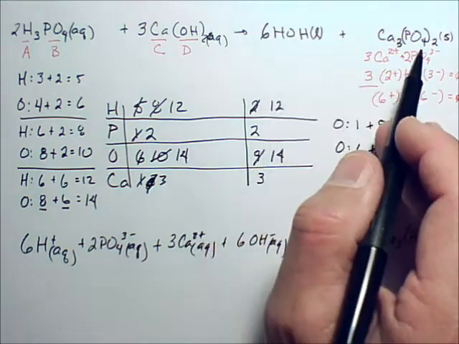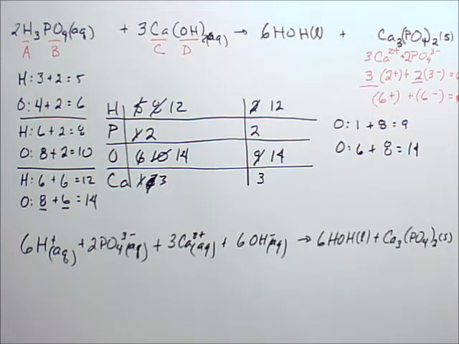Calcium phosphate is our chemical salt. Okay? Well, there are a couple of ways to define that. Any ionic compound other than oxides are usually going to be a chemical salt.